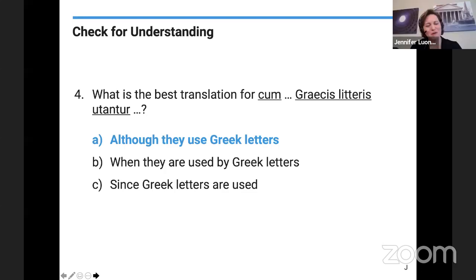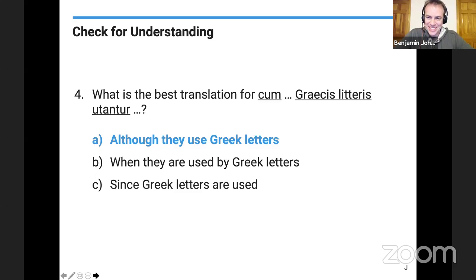Okay, so hopefully you remembered that we were talking about how cum means although here. So we just talked about paying attention to passive versus active endings, but now we've thrown this tricky one at you. Utor is a deponent verb, so even though utantur has that tur ending, it looks passive, we're still going to translate it actively. And also utor is one of the verbs followed by the ablative case, so we don't need an ablative word to translate it. We just say they use Greek letters.